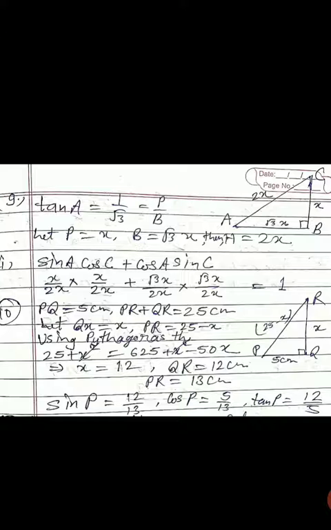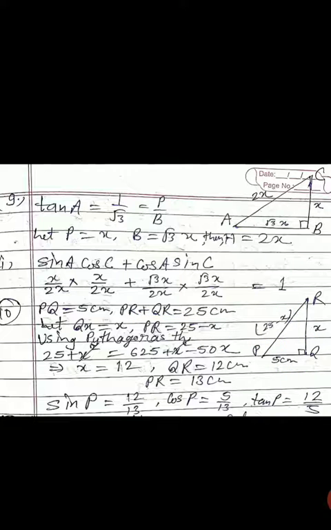Now the 10th question. In this question, in triangle PQR, right angle at Q, PR plus QR equals 25 cm and PQ equals 5 cm. Determine the values of sin P, cos P and tan P. We have to find sin P, cos P and tan P. So firstly we draw right triangle PQR in which angle Q is 90 degrees and PQ is 5, and PR plus QR is 25. So we assume QR is x, then PR will be 25 minus x.